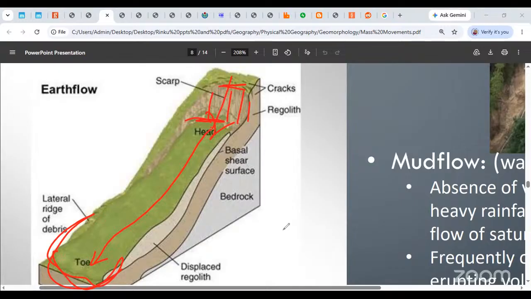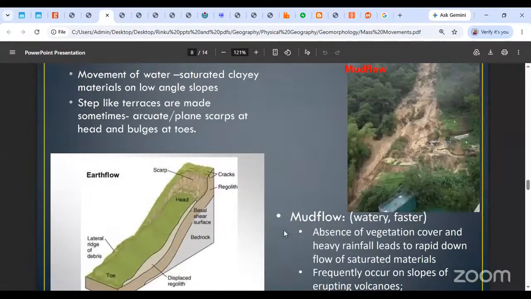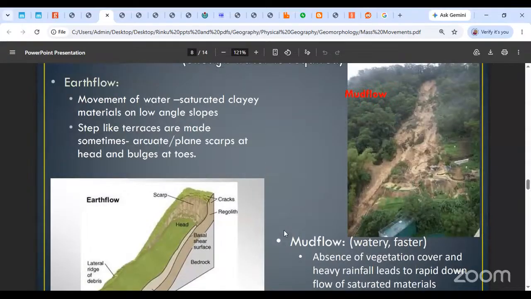Okay, earth flow is a spectacle to see. Mud flows are scary. They bury people, villages and everything, so they are far more destructive. All right, moving on to mud flows. You can see clearly from the picture that the mud is flowing downwards.